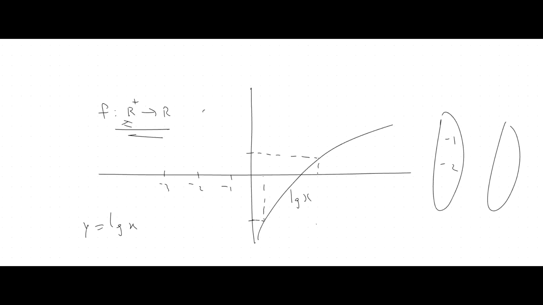Right? So you have a one-to-one situation, and you have a situation where the range is equal to the codomain. So it is both an injective function as well as a surjective function.